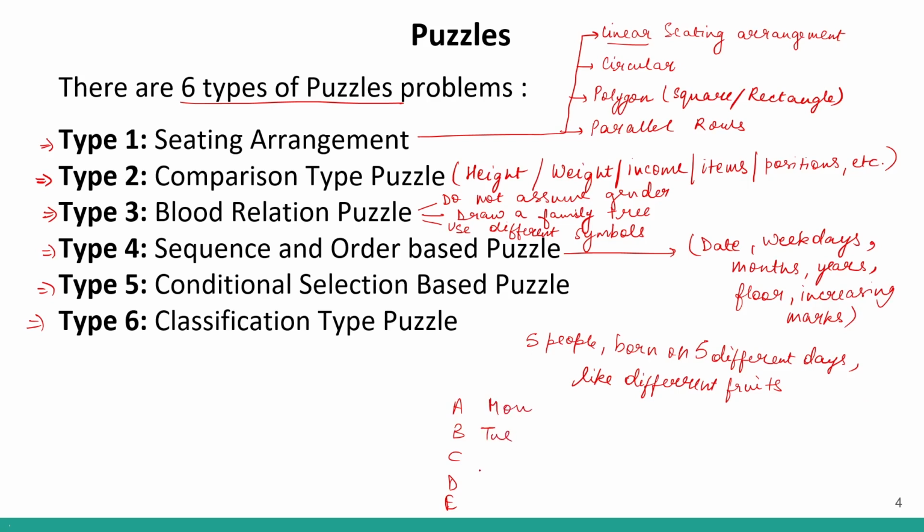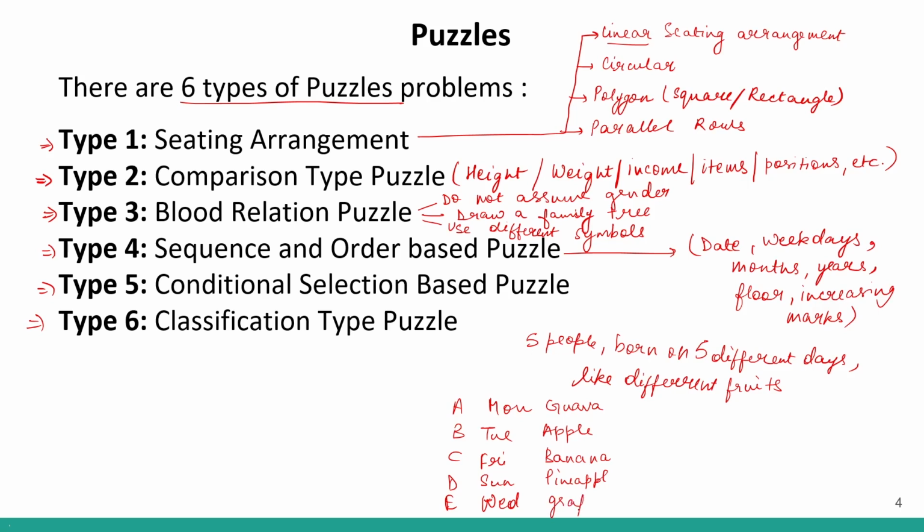He is born on Tuesday, let's say Friday. He is born on Sunday. And this is born on Wednesday, let's say. They like different fruits. So he likes guava. He likes apple. He likes banana, let's say. Okay. There is one person who likes pineapple. And there is one person who likes grapes.